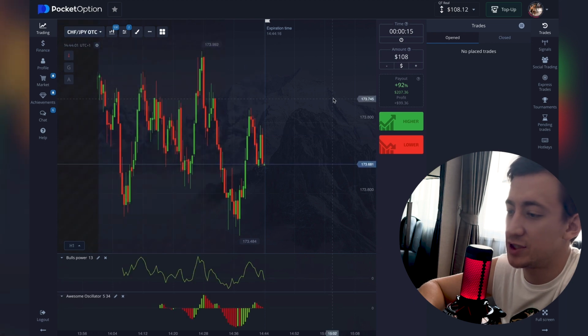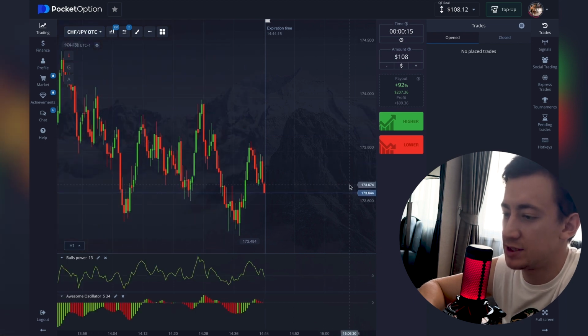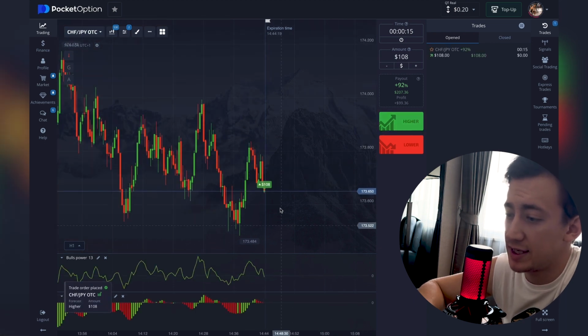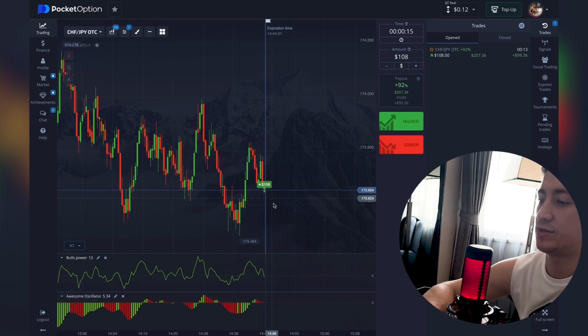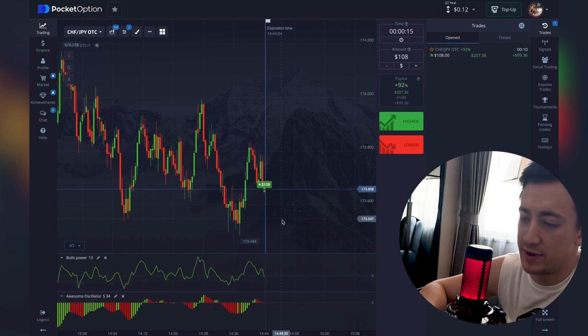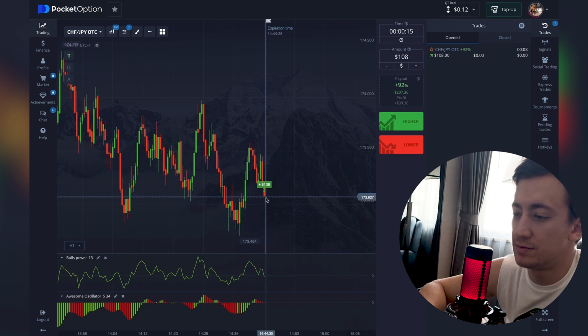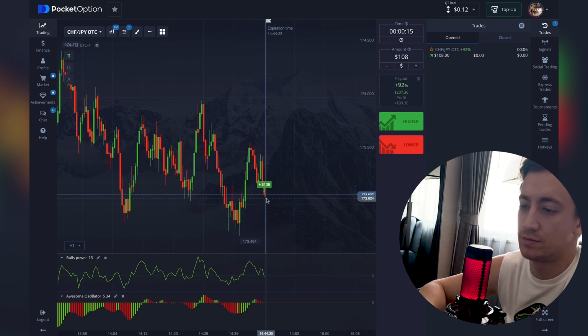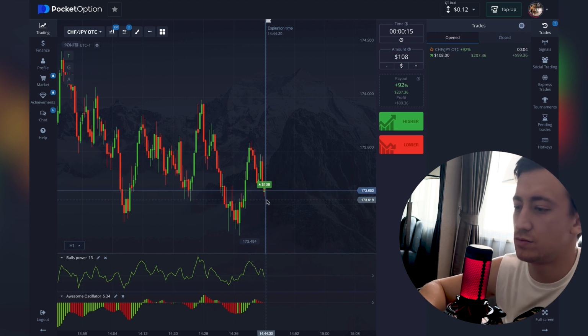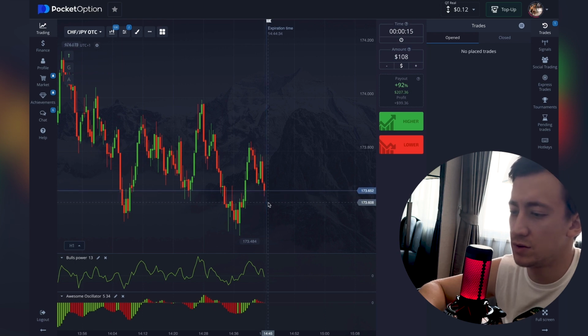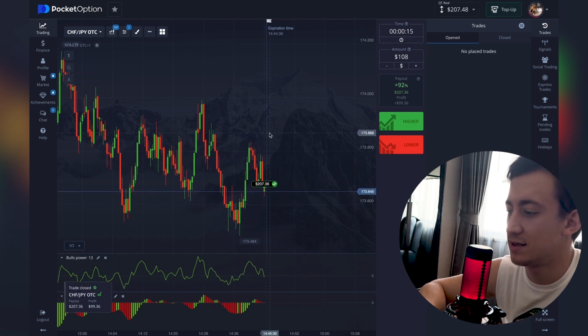Before us is the EUR GBP currency pair. The trend is downward, but I will catch the moment on the rebound and enter up, expecting profit. Oh, it's cool. Profit obtained.